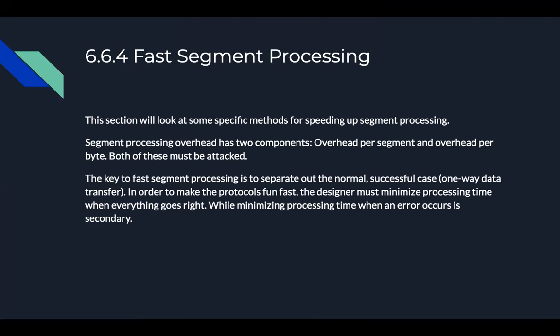Segment processing overhead has two components, overhead per segment and overhead per byte. Both of these must be attacked. The key to fast segment processing is to separate out the normal successful case, or one-way data transfer. In order to make the protocols run fast, the designer must minimize processing time when everything goes right, while minimizing processing time when an error occurs is secondary.